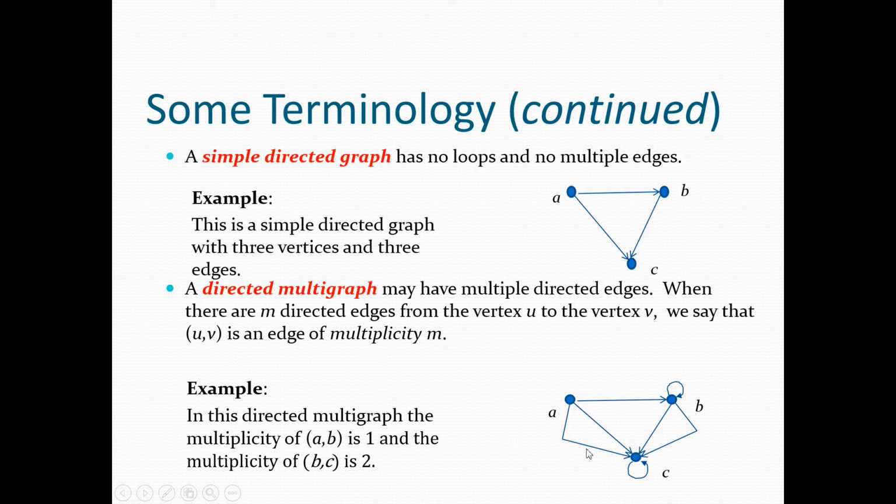For example, in this graph, we have AB. Edge AB has multiplicity 1, and the multiplicity of edge BC is 2, because we have two edges joining B and C, from B to C.